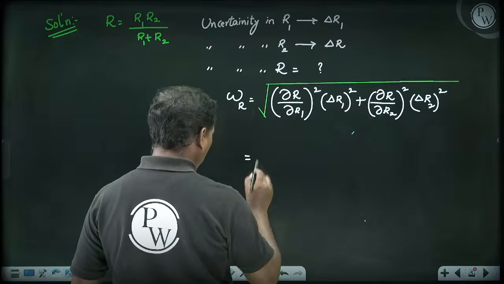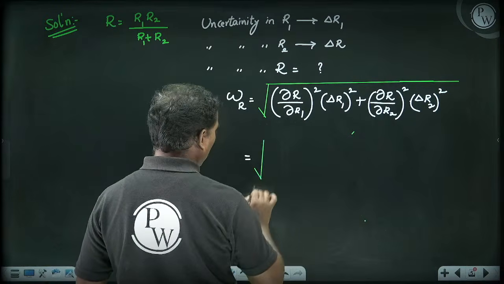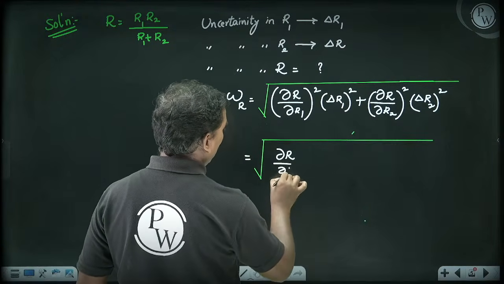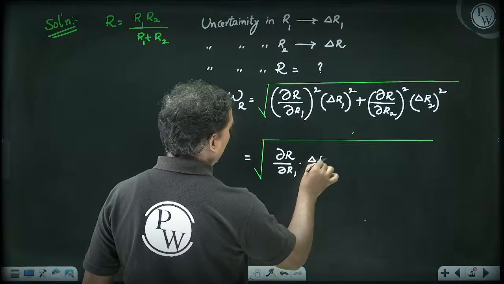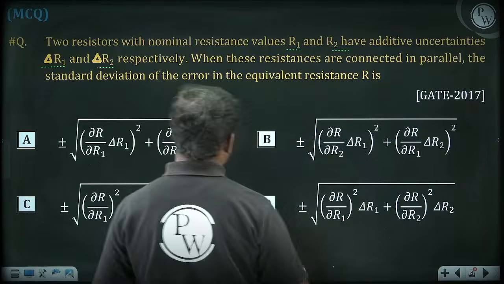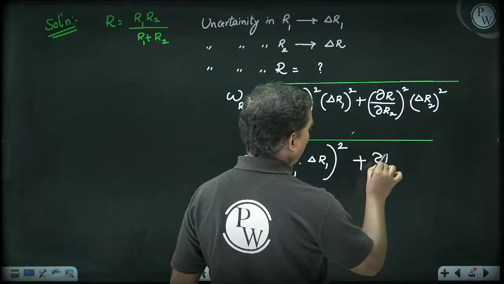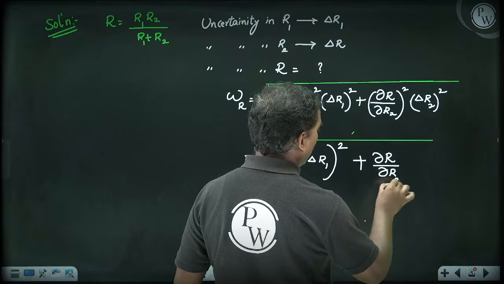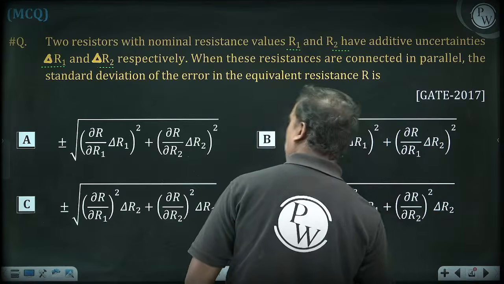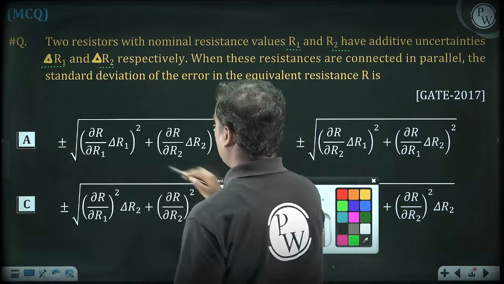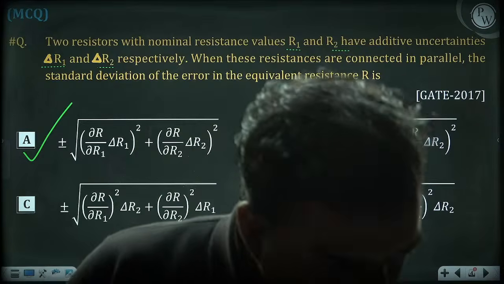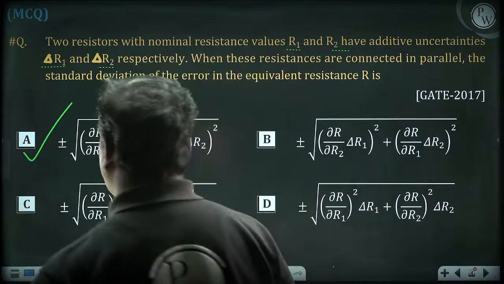So if you take this one, what is going to match? Dou R by dou R1 into del R1 whole square we can take, plus dou R by dou R2 into del R2 whole square we will take. So option A is the right answer for this, not option B. Yes, Pratik, option A will be the right answer.